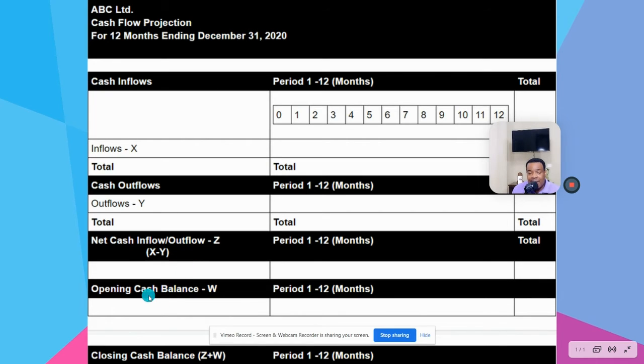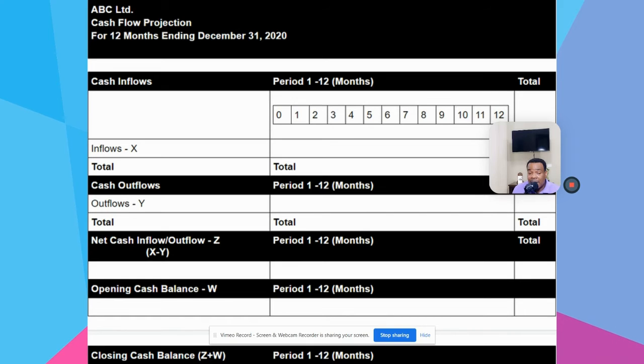Next line, next section, again is my opening cash balance, and I'll explain a little bit more about the opening cash very shortly. Lastly, again, but most importantly, is our closing cash balance or cumulative cash balance, represented by Z plus W here. And so that simple formula is my net cash inflow, tagged as Z, plus my opening cash balance, tagged as W, to give you the total cash balance or the cumulative cash balance, Z plus W.